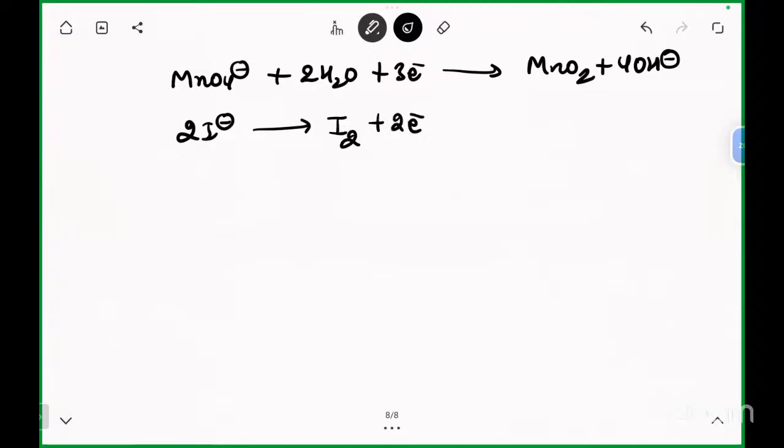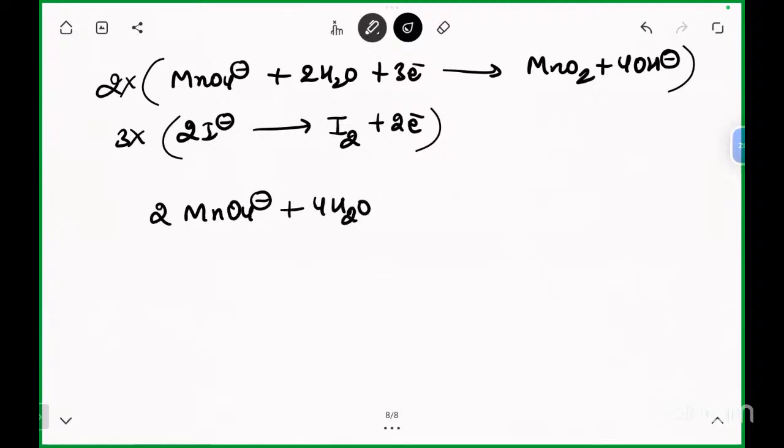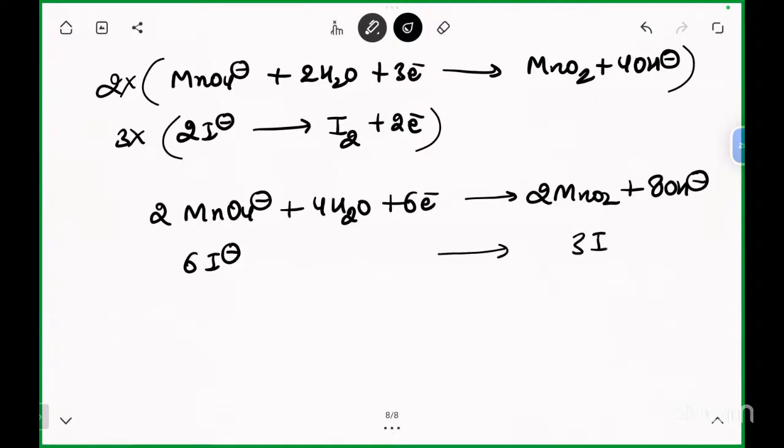So on above and both sides, you see the electrons are not balanced. So just multiply the above equation by 2 and the remaining equation by 3. So it will be 2 MnO4 negative plus 4 H2O plus 6 electrons gives out 2 MnO2 plus 8 OH negative. While in the second equation, that will be 6 I negative converting into 3 I2 plus 6 electrons. Now the electrons are balanced. You can cancel out the electrons and just write the equation.